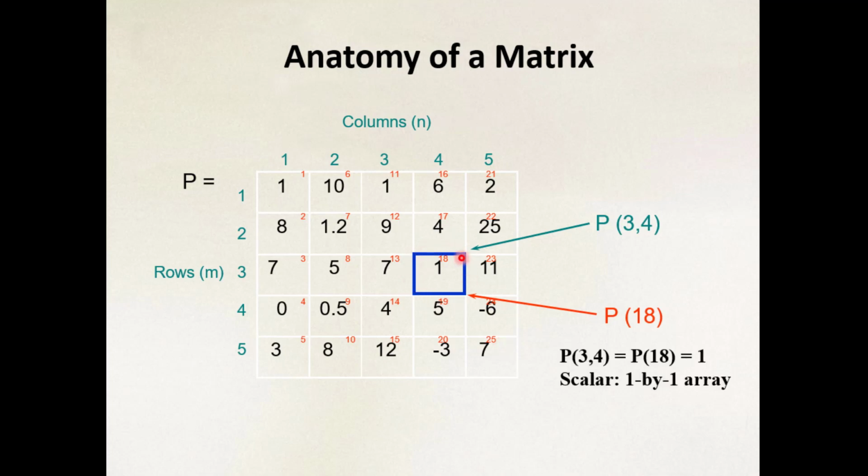The element in the blue box is therefore accessed by the row and column number or by the linear index. So P34, referring to row 3 column 4, is the same element as the 18th element of the matrix, which is 1.